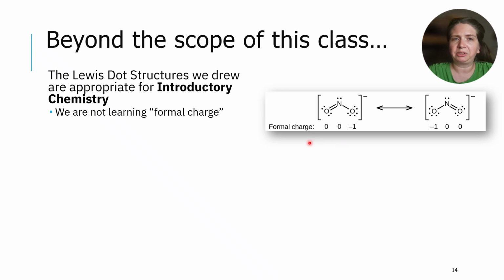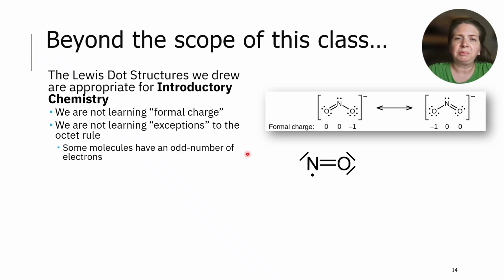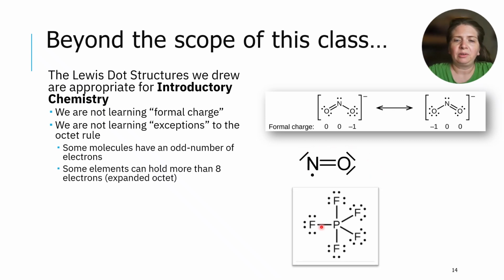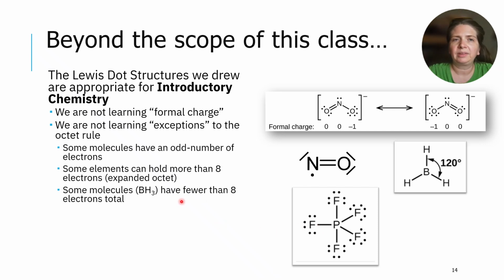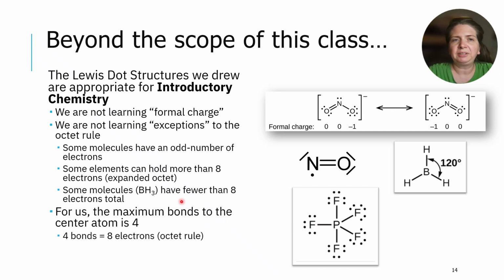You do not need to know how to calculate formal charges, and you do not need to minimize formal charges when drawing Lewis structures. You are also not going to be drawing Lewis structures for molecules that are exceptions to the octet rule. That means that we will not draw molecules with an odd number of electrons, molecules with expanded octets, or electron-deficient molecules like BH3. In this course, the maximum number of bonds around a center atom will be 4, since 4 bonds corresponds to 8 shared electrons to satisfy the octet rule.